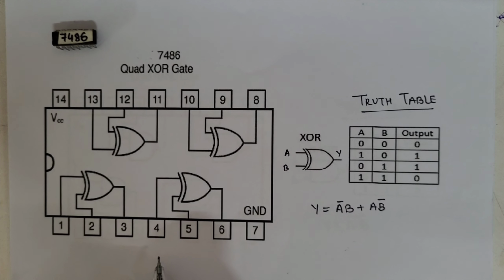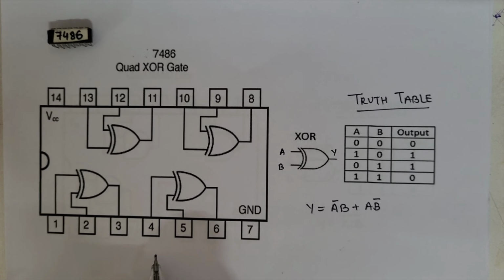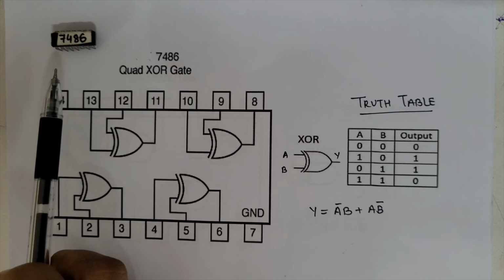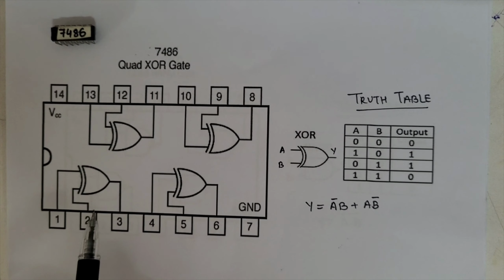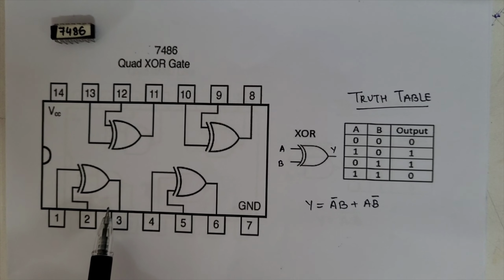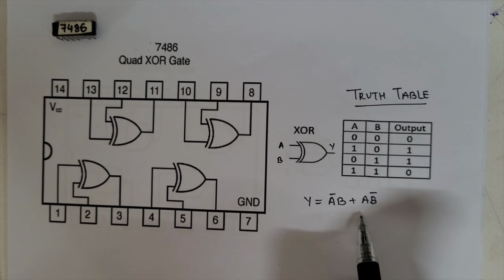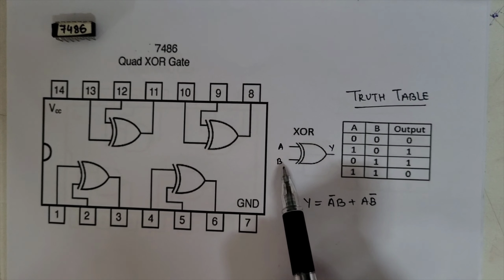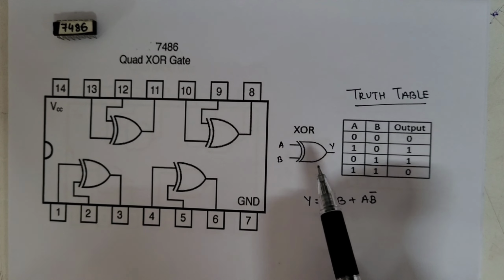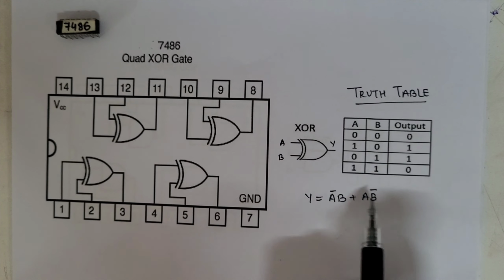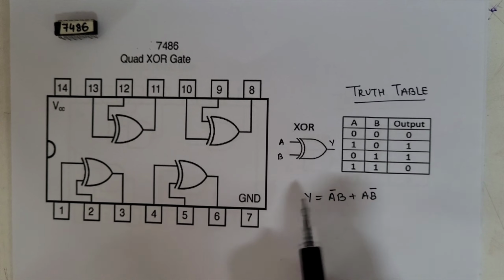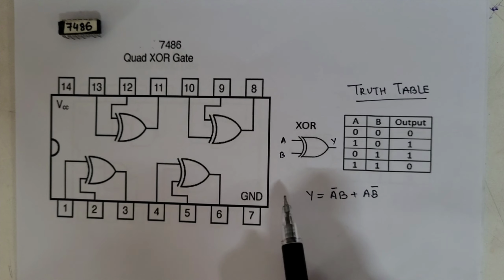Now this is the IC for the XOR gate. It is 7486, and again everything is going to be similar to the other gates that we have seen. Now the truth table is different: A and B are the input and the output is Y. For the XOR gate, Y is equal to A bar B plus A B bar. This is what is going to be verified by yourself.